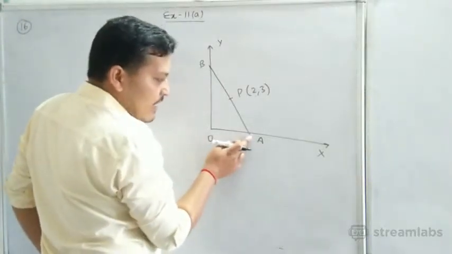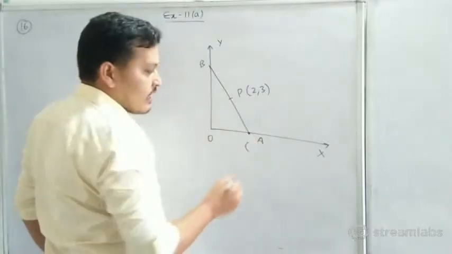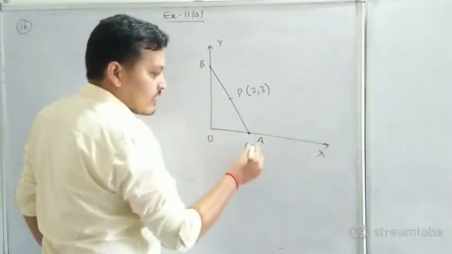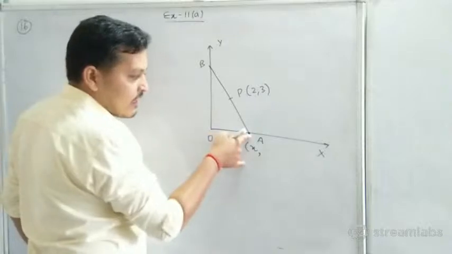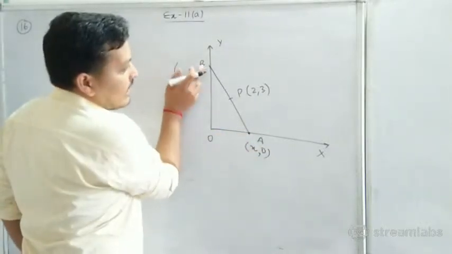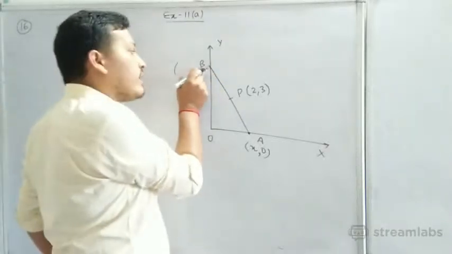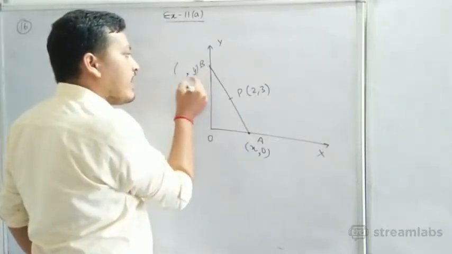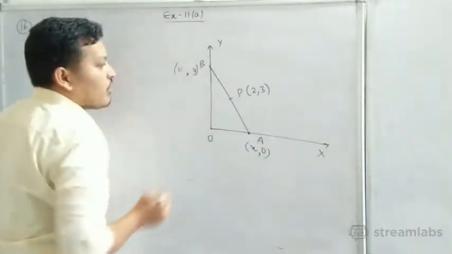Because A is lying on the x-axis, the coordinate of A will be x. Here there can be any value of x because A lies on the x-axis. It is x. And what is the y for this point? y does not lie on this point, so y here will be 0. Next for the point B, what is the x? This is the line of y. Here there can be any value of y. So y is any value, and what is x at this line? x at this line is 0, so (0, y).